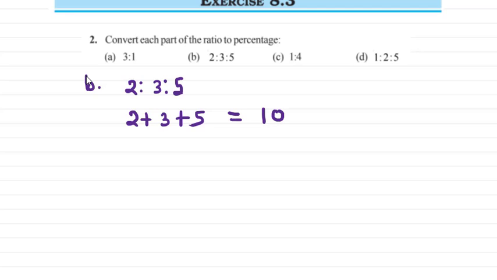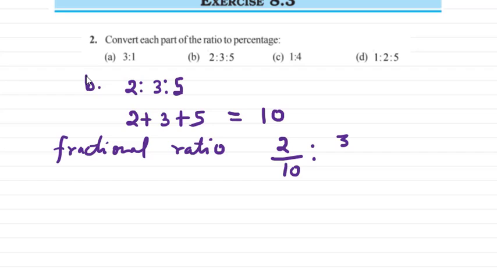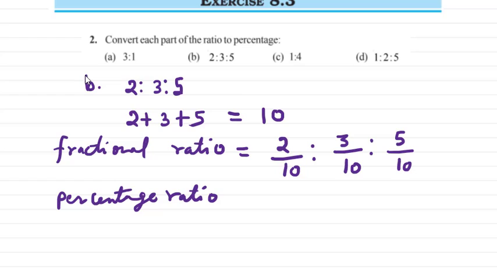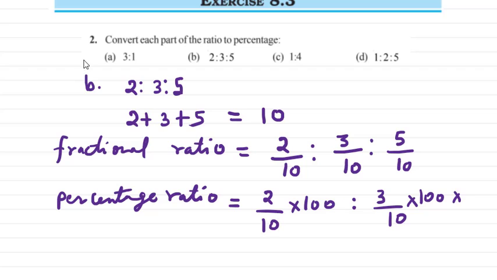Now you can write this ratio in the terms of fractional ratio. So here I'll write fractional ratio will be how much? You just have to take the same number 2, divide it with the sum of all the numbers, ratio 3/10, then 5/10. Now we need to find out the percentage ratio. So for that I'll write here percentage, the ratio, and then what you have to do, you just have to multiply all the terms with 100. So I'll just multiply it with 100. The next one 3/10 into 100, and the same way the next one.